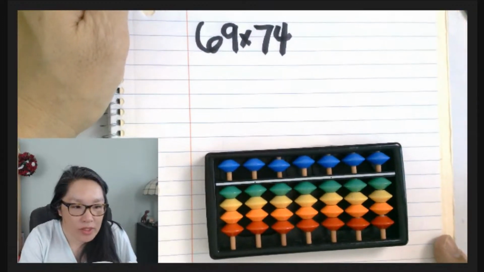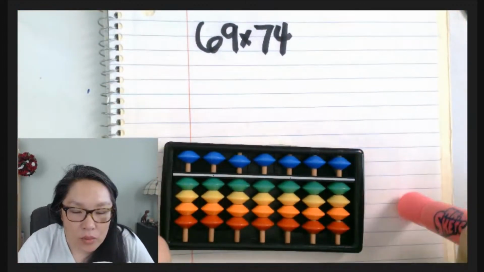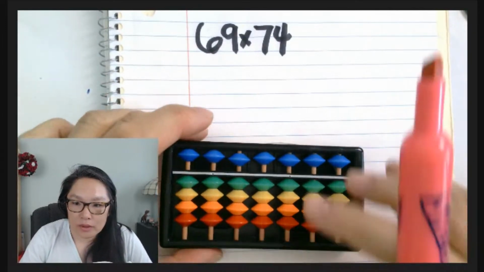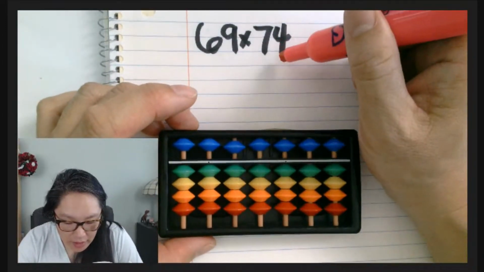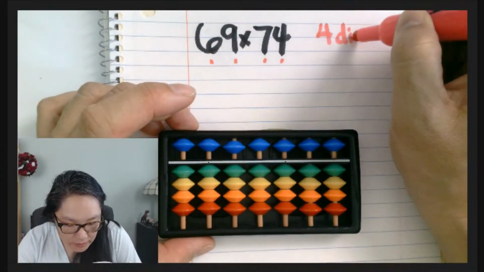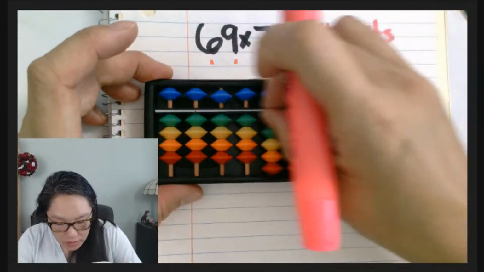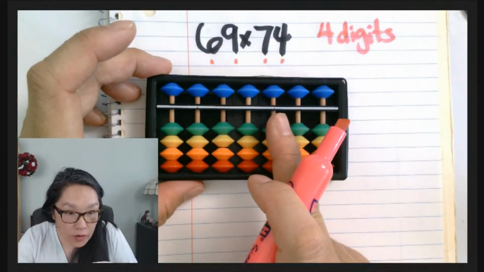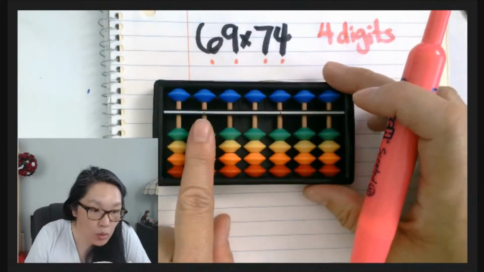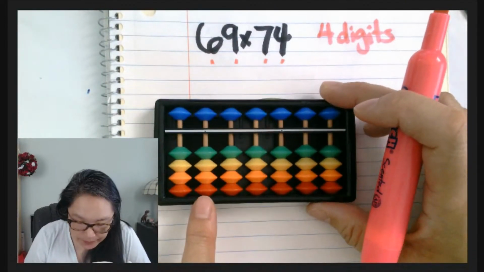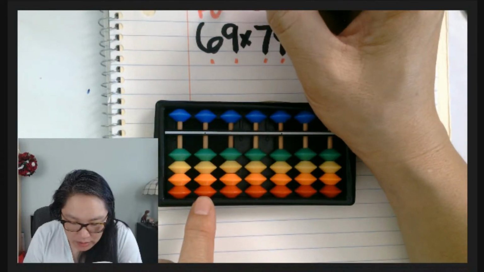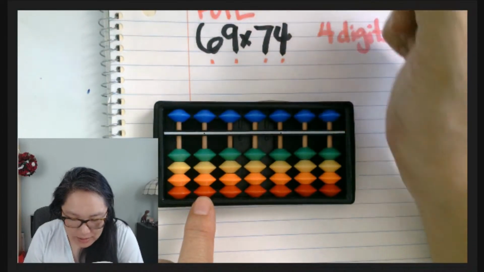So my question is, where do I start? What number do I start with? Count the numbers. Correct. So we count 1, 2, 3, 4. We have 4 digits, so we're going to start at the 4th column, the thousands. And what did they say? They said FOIL: first, outer, inner, last.